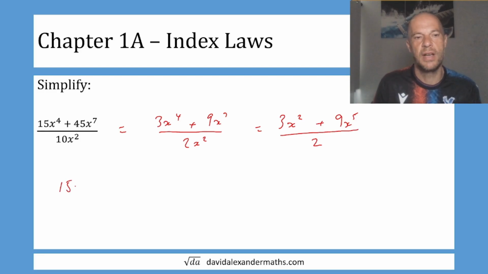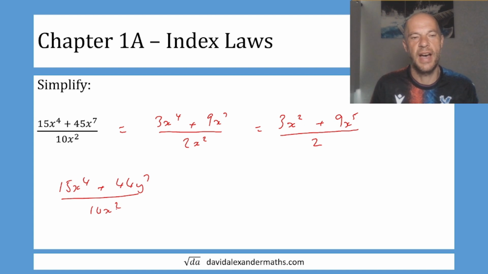If I had the example, let's say 15x to the 4 plus 44y to the 7 divided by 10x squared, the important thing to remember is that we can't simplify the 15x to the 4 and the 10x squared, because although both of these can be divided by 5, 44 cannot be divided by 5, and similarly we can't divide through by x squared because there is no x squared in the 44y to the power of 7. So this fraction here cannot be simplified, whereas the one in the example can, because every single term throughout was divisible by 5 and also divisible by x squared.